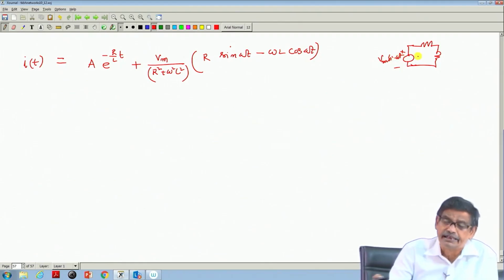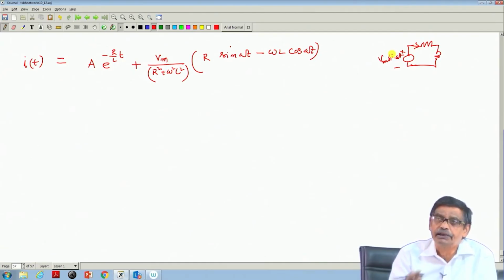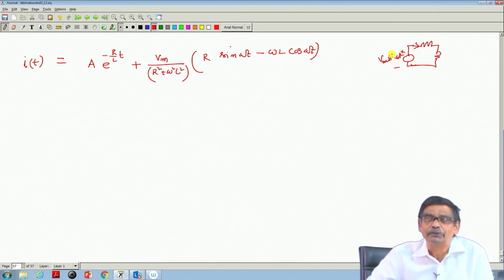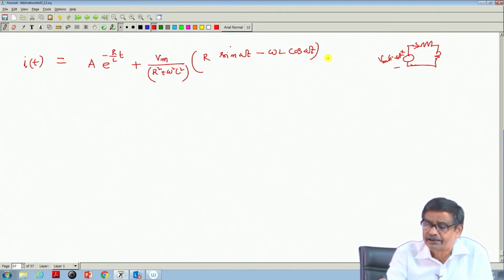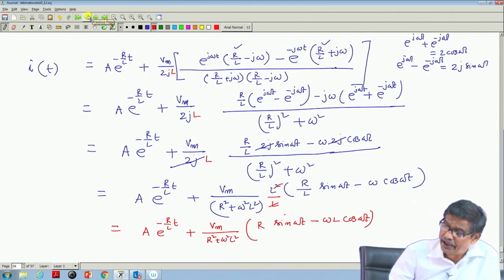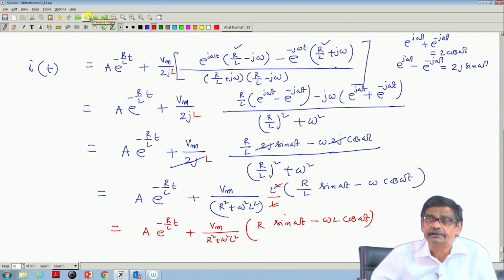And everything was real. Therefore, the response in the circuit ultimately, although in between some complex number came, e to the power j omega t, ultimately I expect it should also be a real number. So, things are correct. Why would a response be complex? It will not be. These terms conspire in such a fashion that the imaginary terms vanish and everything is real. You have applied a real signal, you are getting a real signal.